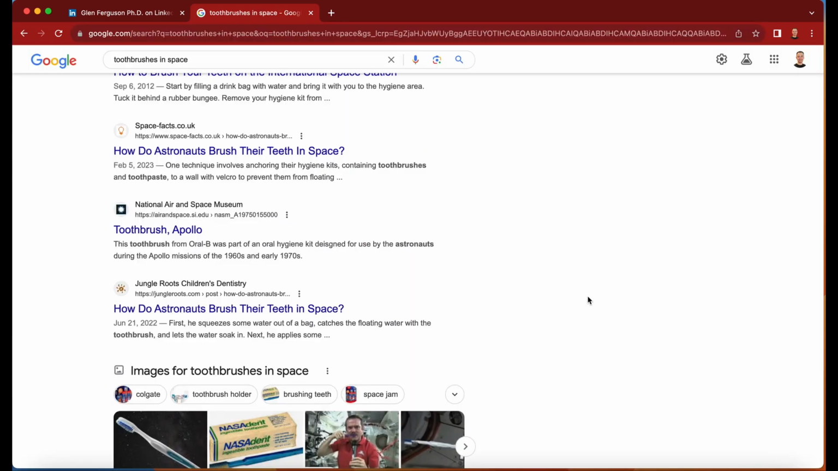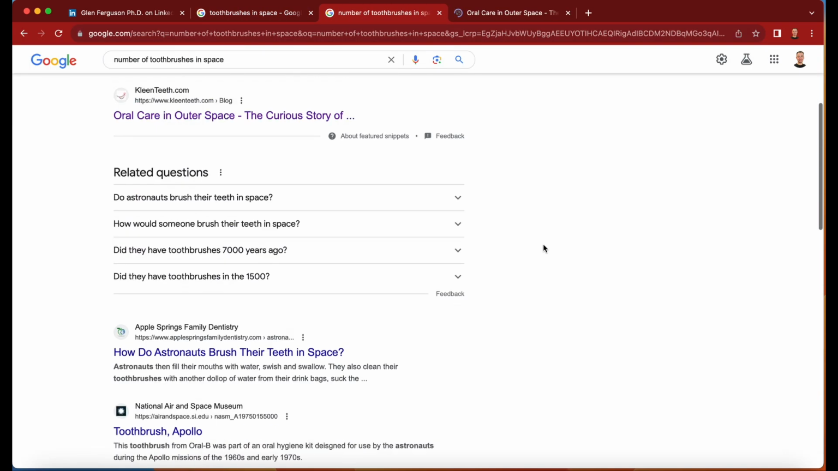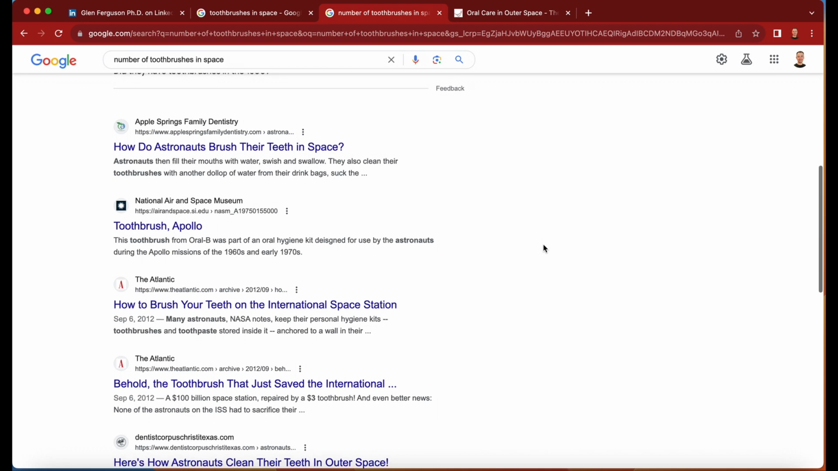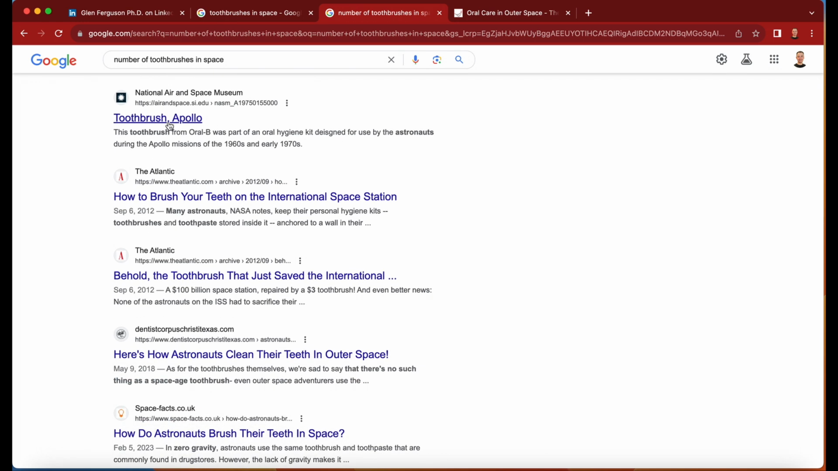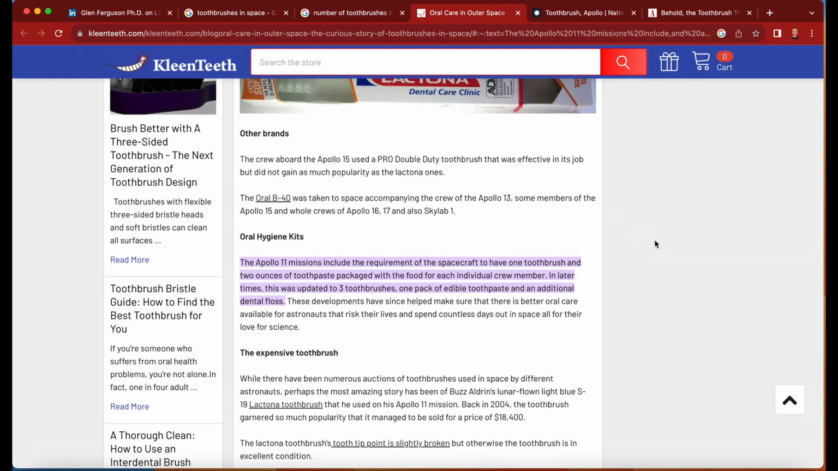Let's do another search for number of toothbrushes in space. All right, well, we have a source we can work from now. Maybe not the best, but it does have a piece. There's another one here we can look at. Oh, this is a funny story. All right, let's take a look at these sources.